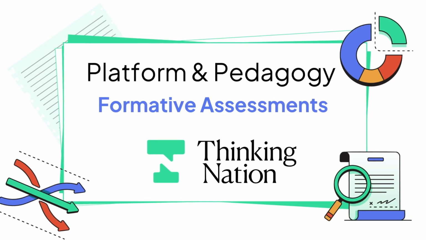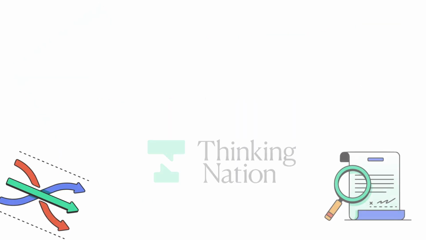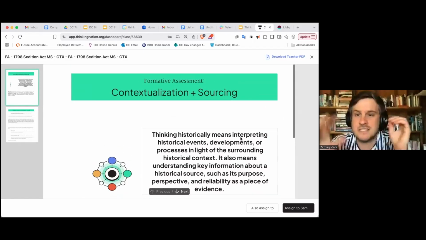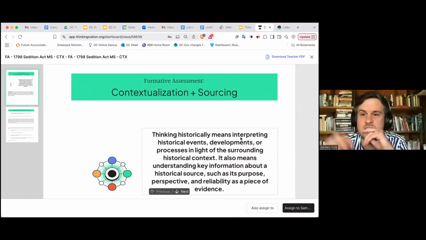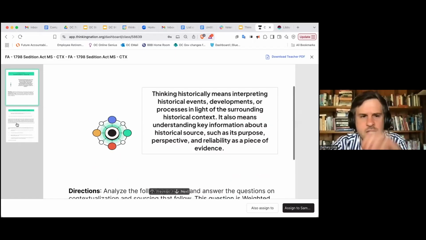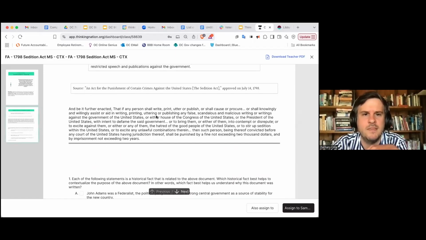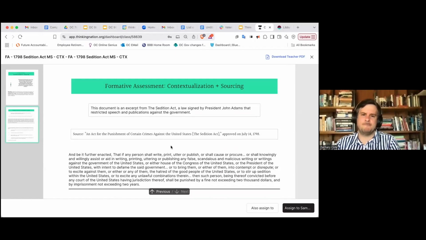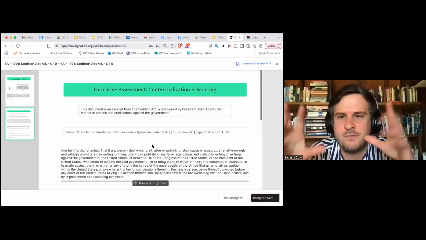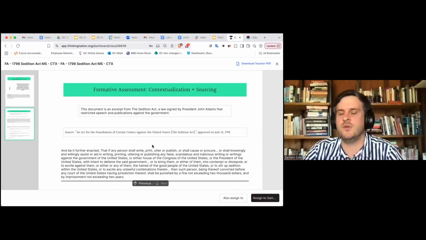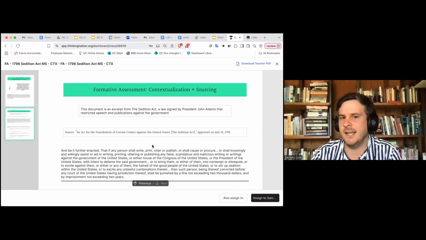Starting with what are probably my favorite, the formative assessments. This formative assessment looks at the skill of contextualization. We have a quick definition, and then a brief sentence, just a sentence of context, and then a primary source.